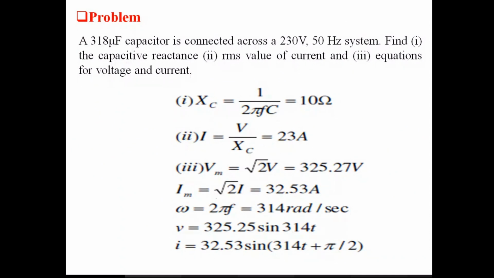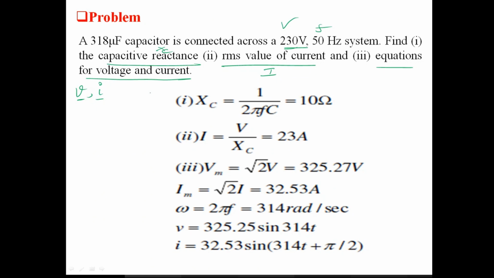Now let us look at another simple example for the pure capacitive circuit. A 318 microfarad capacitor is connected across 230 volts, and the frequency is given as 50 hertz. Find the capacitive reactance Xc, the RMS value of current I, and the equations for voltage and current, that is, instantaneous voltage and instantaneous current. So first we will find Xc.